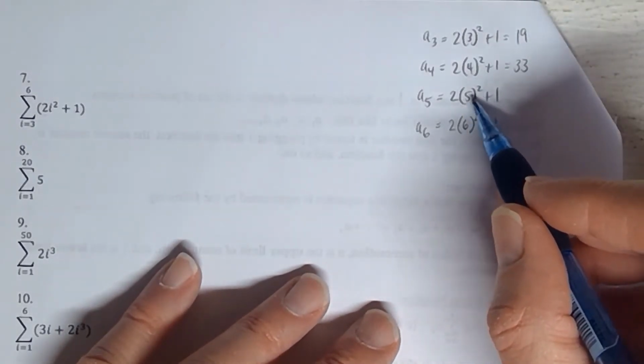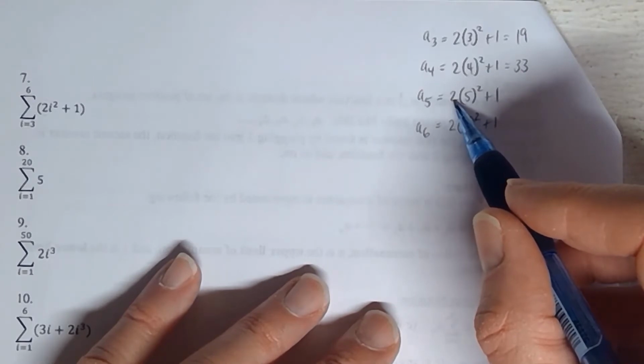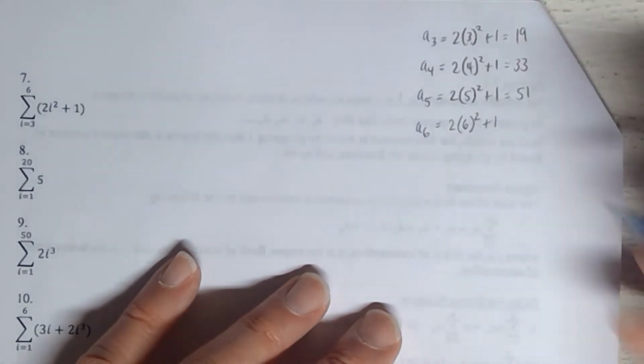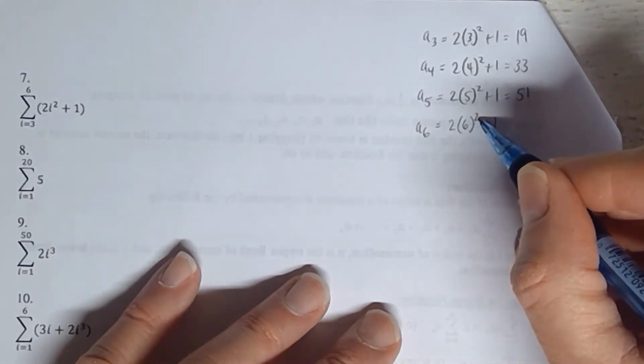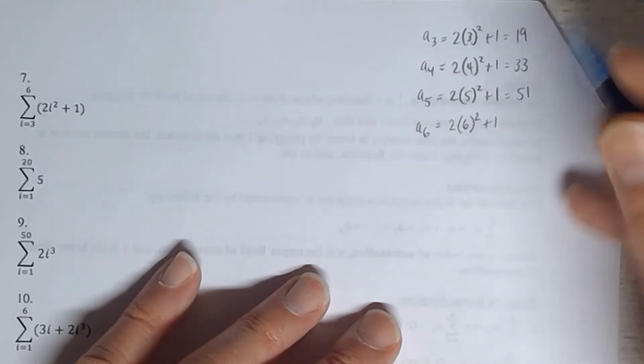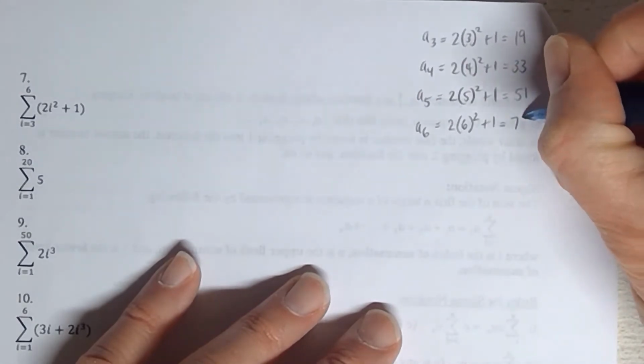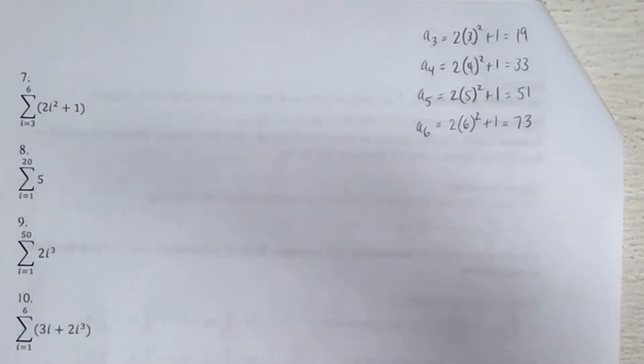And then we do that same thing with the other two here. 5 squared is 25, times 2 is 50. 50 plus 1 is 51. And finally, 6 squared is 36. 36 times 2 is 72. Plus 1 is 73.